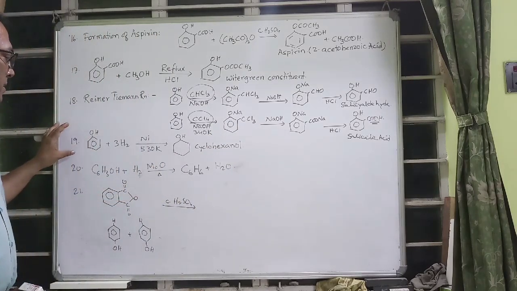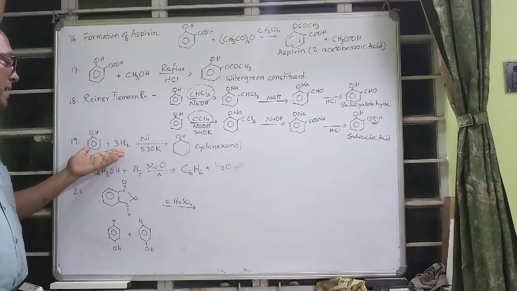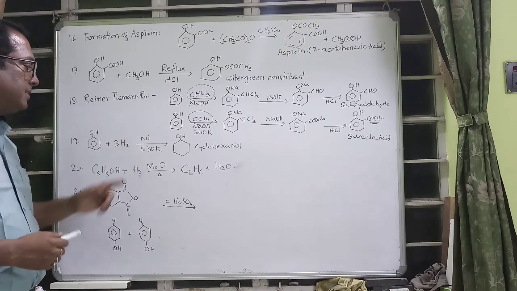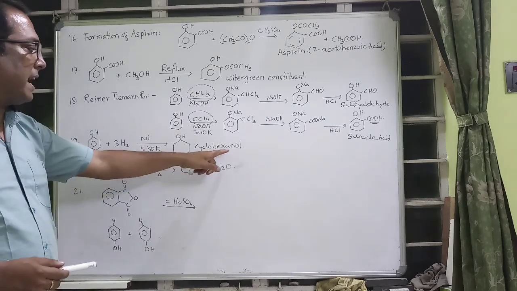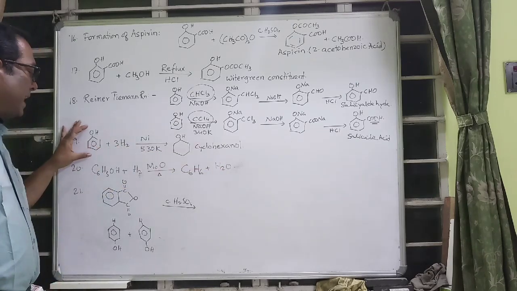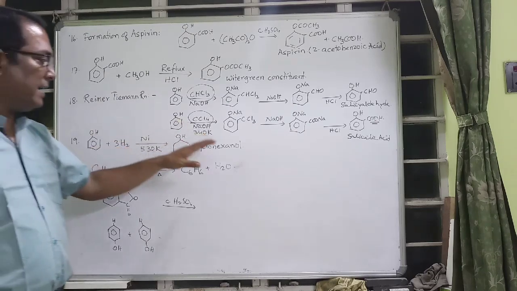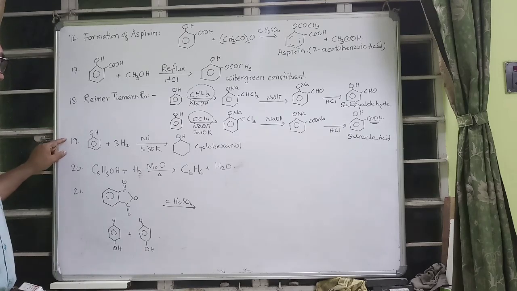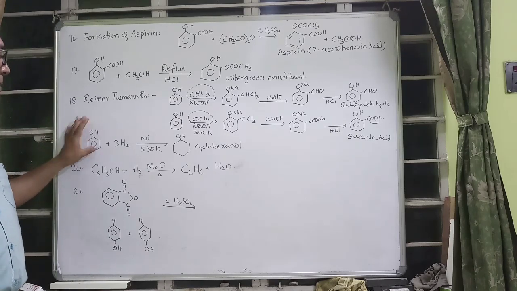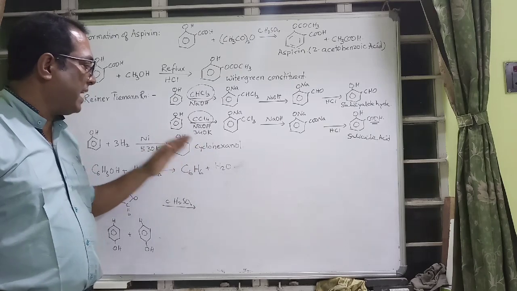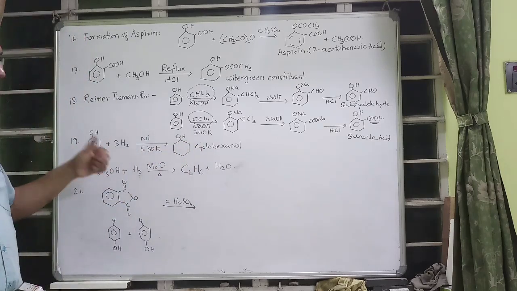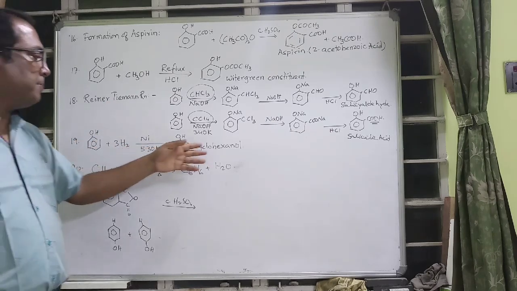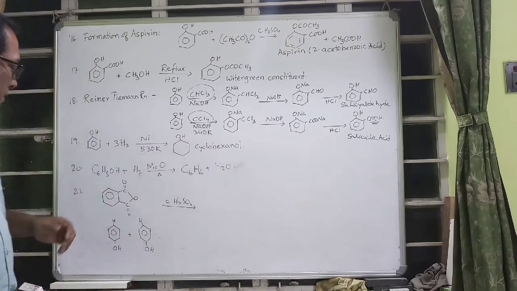On point number 19, it is very important that when you pass hydrogen in the presence of nickel at a temperature around 530 Kelvin, we get cyclohexanol. So directly from the aromatic, you can get the aliphatic only by this process. Students, be careful, point number 19 is very important. If we ask you to get the aliphatic from the aromatic, hydrogen with nickel at 530 Kelvin produces cyclohexanol.